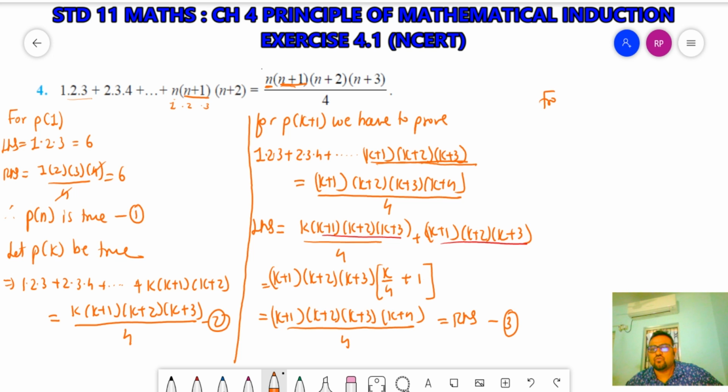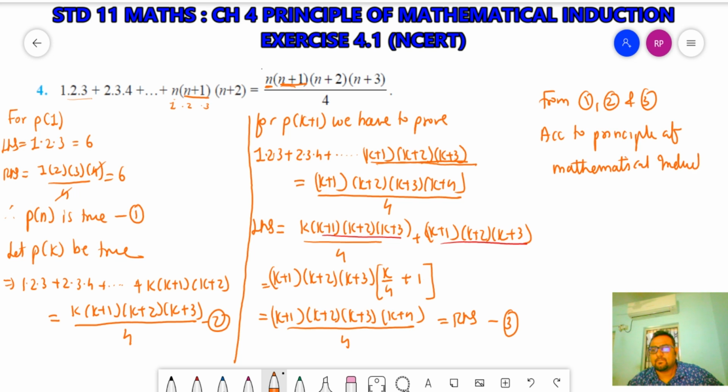So from 1, 2 and 3, according to the principle of mathematical induction, P of n is true for every n belonging to N. Clear? So this was about question number 4. So just note it down.